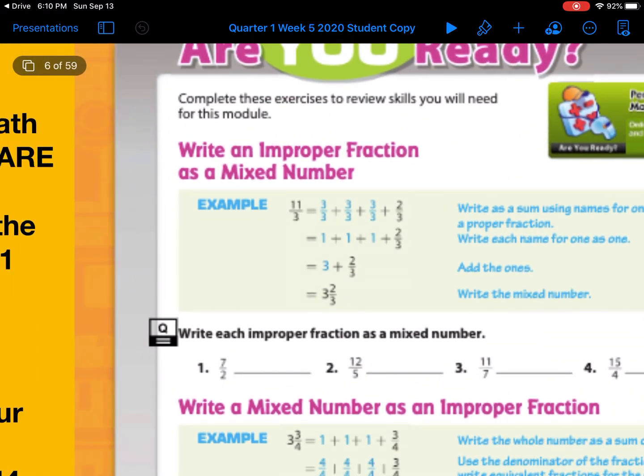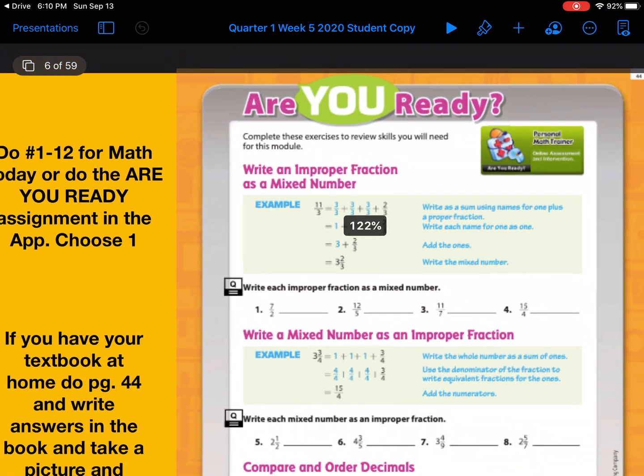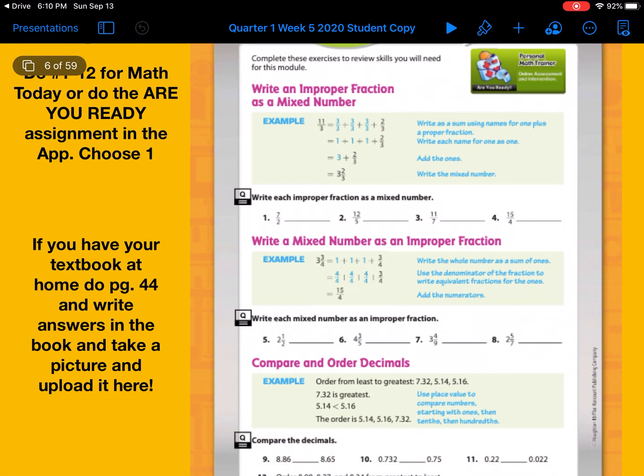So the Are You Ready page is just getting you ready. Are you prepared to start learning 6th grade materials? If not, what are your misconceptions or misunderstandings? And this page is going to help me as your teacher figure out what it is you do and don't remember or what you have not learned before.